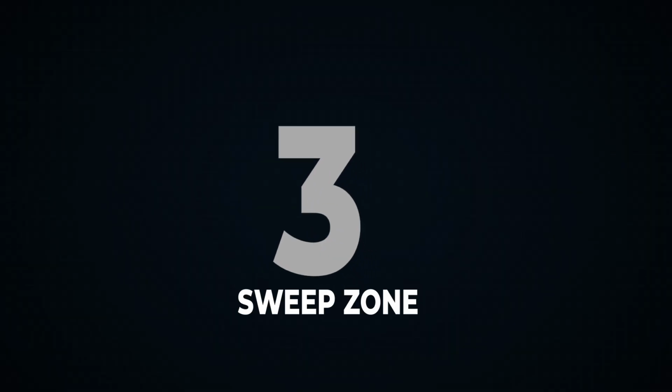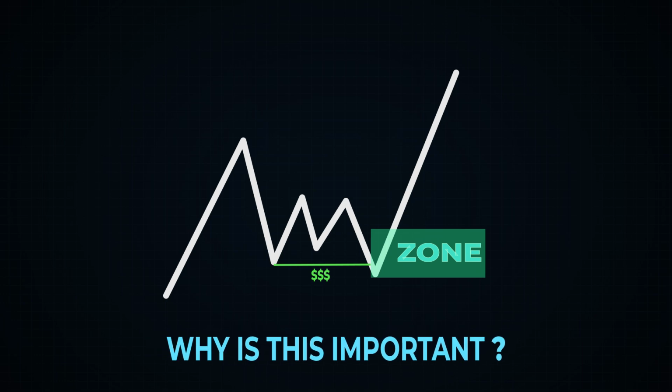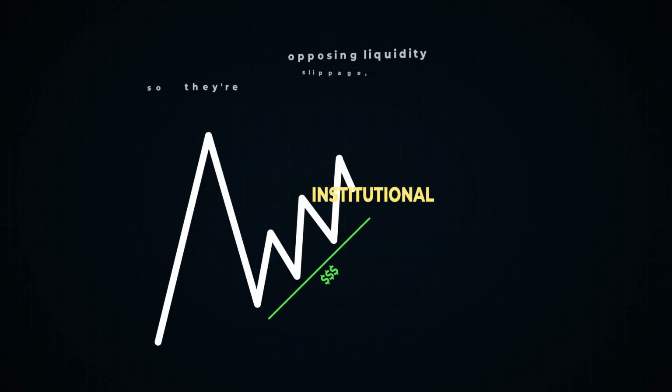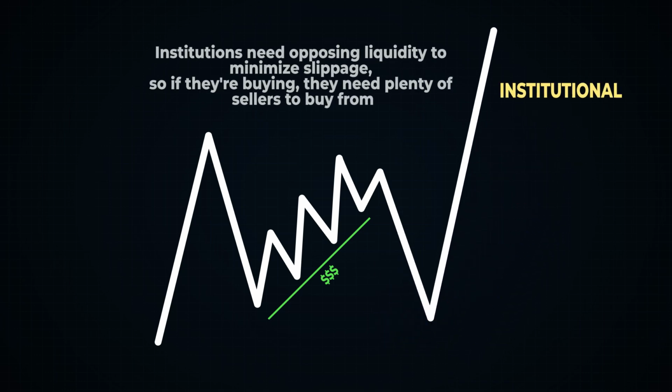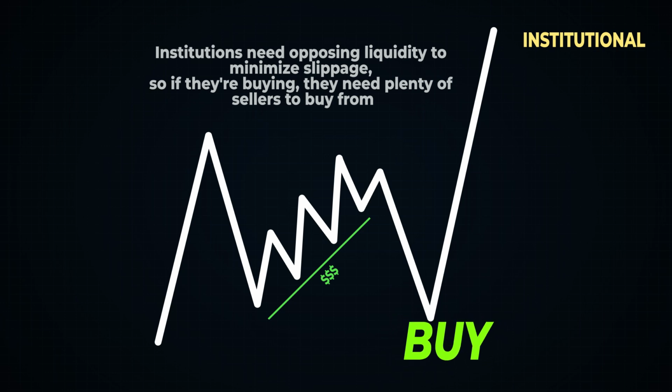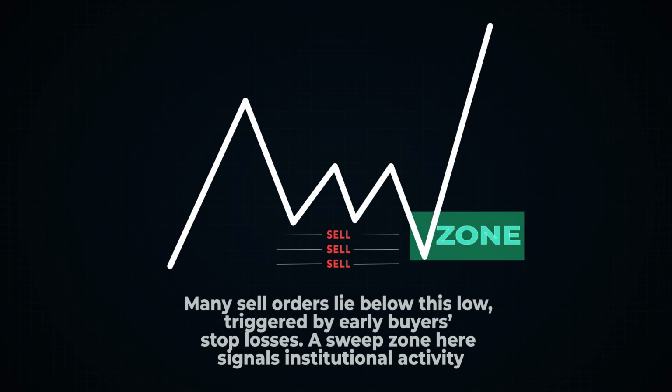Number 3 are sweep zones. These are zones where liquidity is swept and taken as they are created. But why is this important? Well, remember, institutions need opposing liquidity to trade against, so that they can get minimal slippage when they enter and exit the market. So if they're buying, they need a lot of supply to buy against. There will be a lot of sell orders below this low, and that's generated from people's stop losses from early buyers and then breaking. So if you see a sweep zone, this signals it was created with institutional involvement.